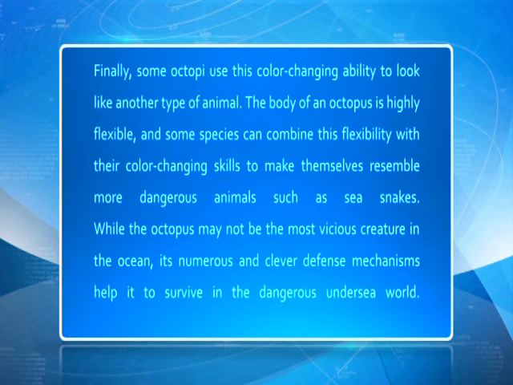The body of an octopus is highly flexible, and some species can combine this flexibility with their color-changing skills to make themselves resemble more dangerous animals, such as sea snakes. While the octopus may not be the most vicious creature in the ocean, its numerous and clever defense mechanisms help it to survive in the dangerous undersea world.